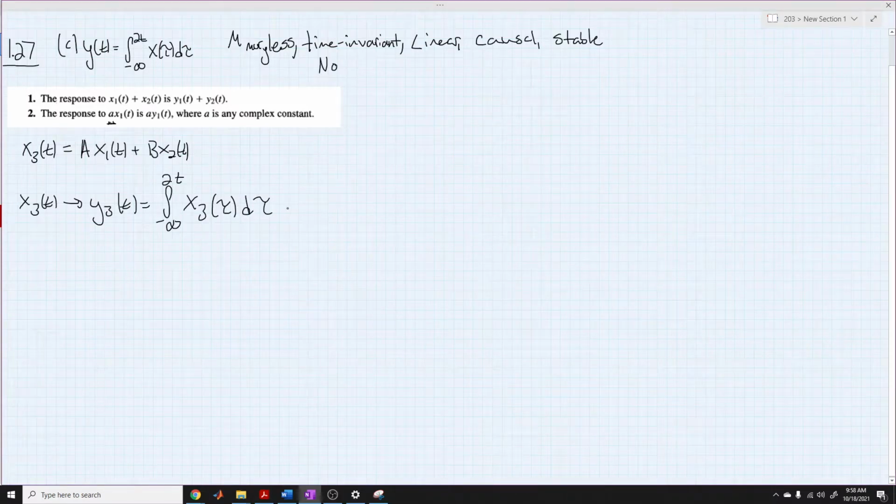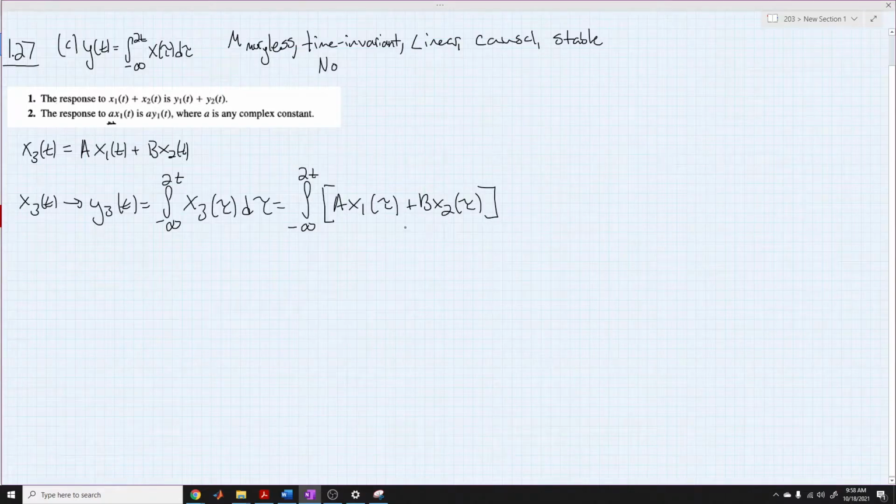d tau. And now we can swap out x3 of t. So we have the integral from negative infinity to 2t of a x1 of tau plus b x2 of tau. And this comes from our relationship that we defined here, right? Try to keep it as neat as possible because I can get kind of messy. And that's all integrating with respect to d tau.